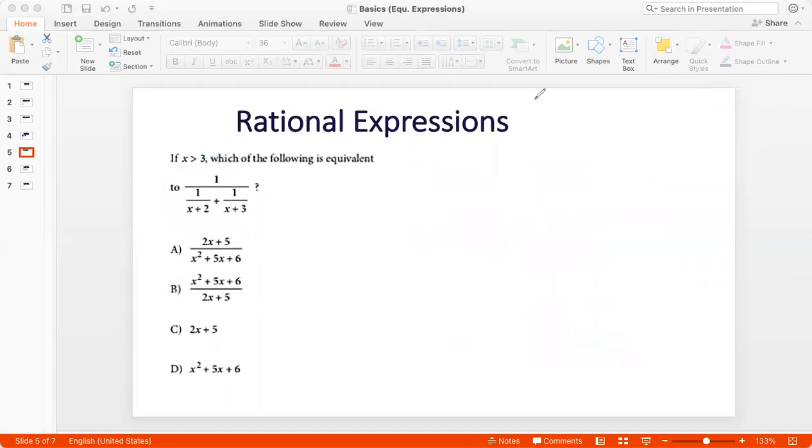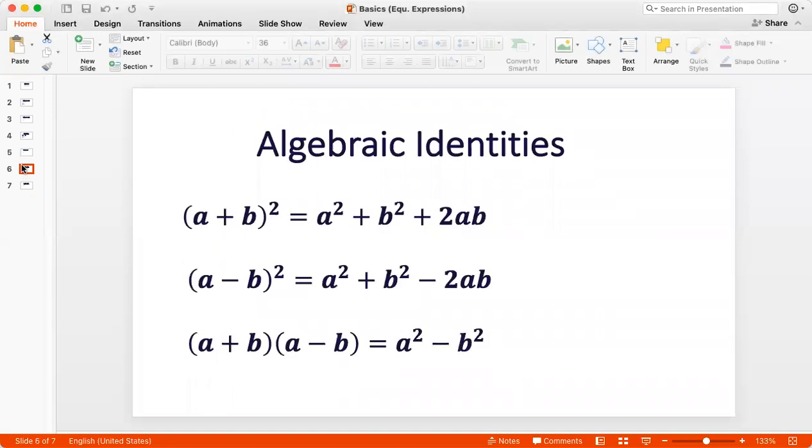Okay. And then for equivalent expression questions, especially on the SAT and ACT, you have to be really comfortable with these three algebraic identities. A plus b whole squared is a squared plus b squared plus 2ab. A minus b whole squared is a squared plus b squared minus 2ab. And a plus b into a minus b is a squared minus b squared.